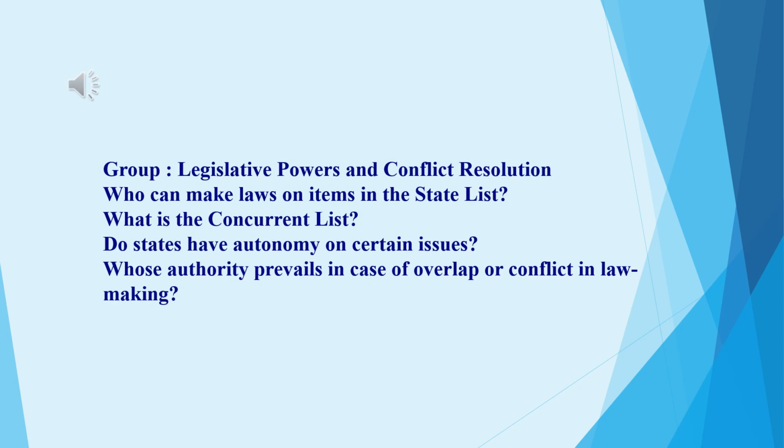Group, legislative powers and conflict resolution. Who can make laws on items in the state list? What is the concurrent list? Do states have autonomy on certain issues? Whose authority prevails in case of overlap or conflict in law making?